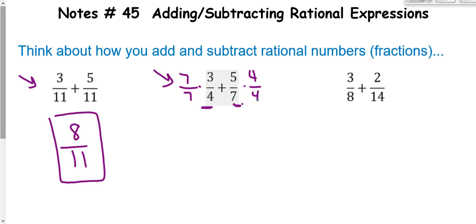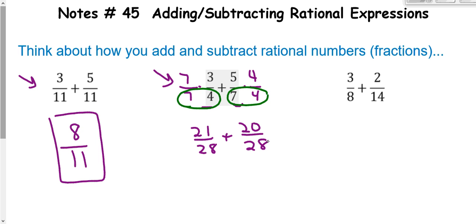Why 7/7 and why 4/4? That's because we're trying to get a common denominator, and it makes sense that we're going for 28, because 28 is the least common multiple of 7 and 4. So this gives us 21/28 plus 20/28, and add those together and we get 41/28. It's fine to have an improper fraction. You do not need to change it to a mixed number, but if it could reduce, you would reduce it.